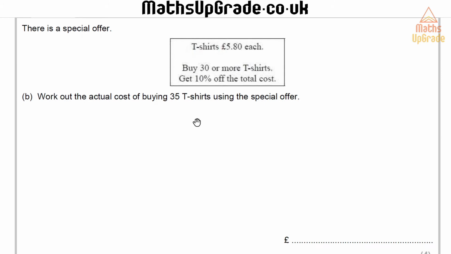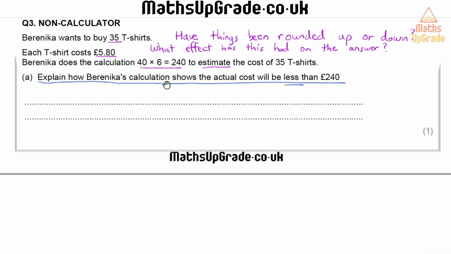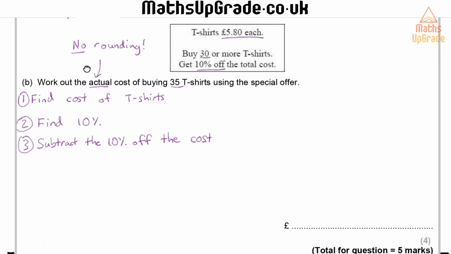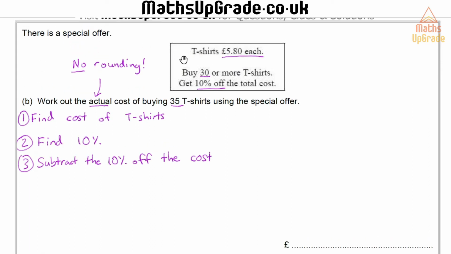So this is a straightforward question really, as long as you remember you've got to find 10% off the final amount. Also remember, this question has not got an estimation in it. This is a separate part of that question. There's no estimation here, and it actually says the actual cost. So we're going to find out the cost of the t-shirts, then we're going to find 10%, and then we're going to take 10% off.